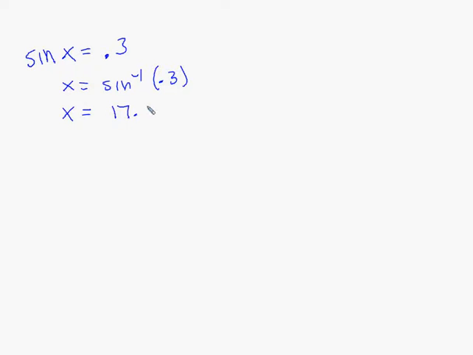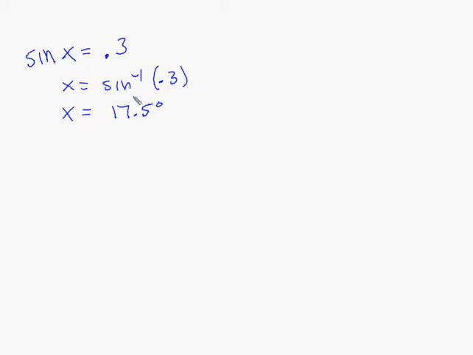If I had sine of x equals 0.3, how do I solve that? Inverse. Yes, I do an inverse. So x equals inverse sine of 0.3. And then we do the inverse sine, and we'll go ahead and be in degree mode. In this chapter, 17.5.